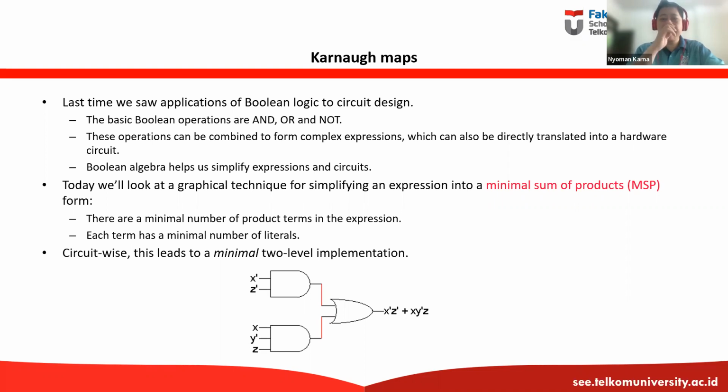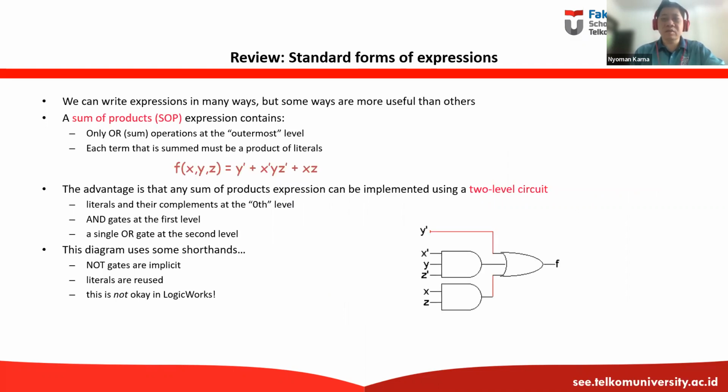Okay. Now, we're going to discuss how to simplify a function, not by using Boolean algebra, but by using something we call K-map or Karnaugh map. And in this case, we're going to focus on the SOP, not the POS, although we can also use the K-map with POS.